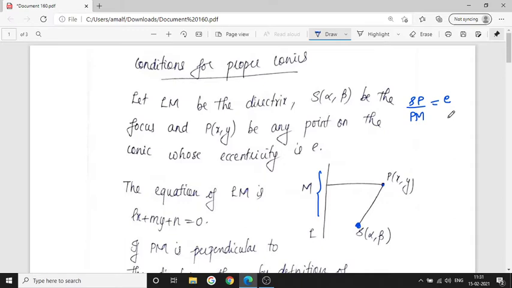e equal to 1 ആകുമ്പോൾ നമുക്ക് കിട്ടുന്നതാണ് പരാബോള. e greater than 1 ആകുമ്പോൾ ഹൈപ്പർബോള ആവും. e less than 1 ആകുമ്പോൾ that will become an ellipse. So these loci of points denote the conics, that is parabola, ellipse and hyperbola.